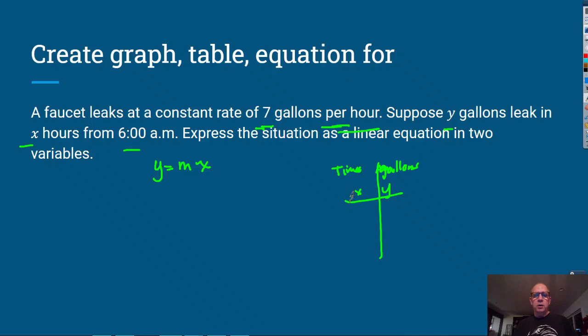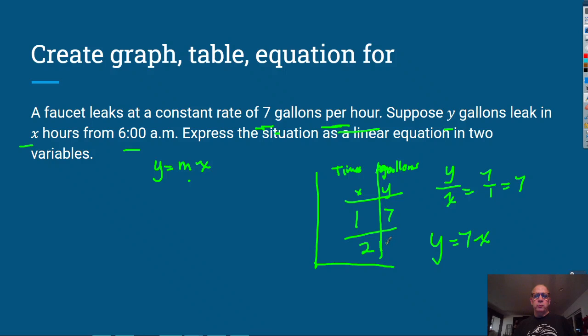So in 1 hour, time of 1, 7 gallons. Right? So our constant y over x is 7 over 1, or just 7. So our equation over here is y equals 7x. So we've got a table. 1, 7, 2 hours would be 14, 3 hours would be 21, etc. We've got a table. We've got our constant here. And we have our equation. And what are we missing?